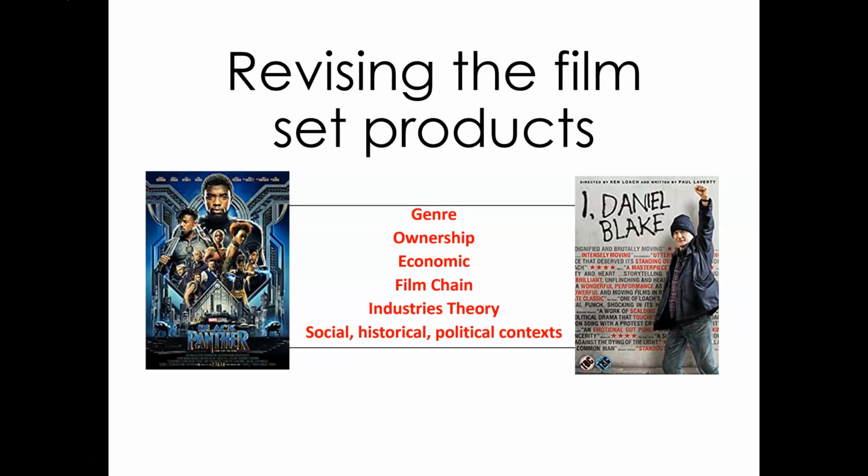So let's decide how you're going to get set up. Divide your page in 2 or have 2 separate sheets. You need to label one side Black Panther and the other side I, Daniel Blake. Okay, let's make a start.